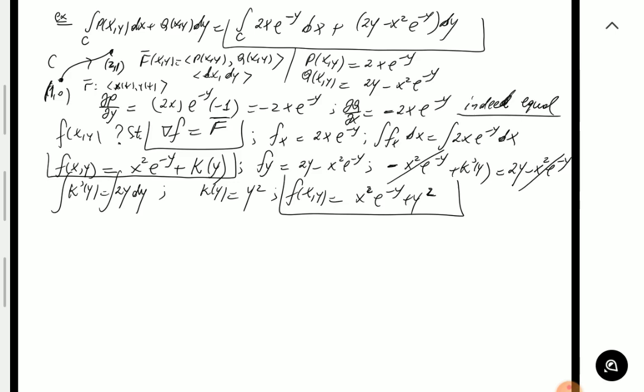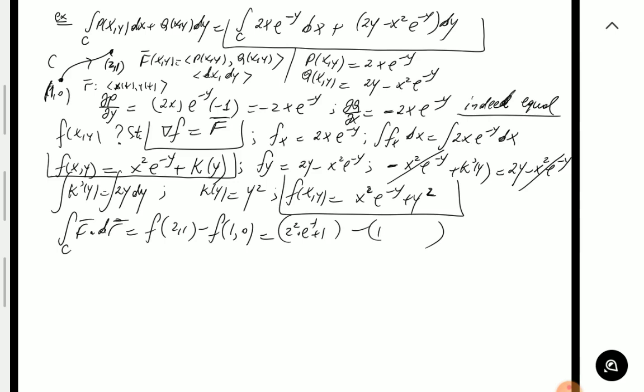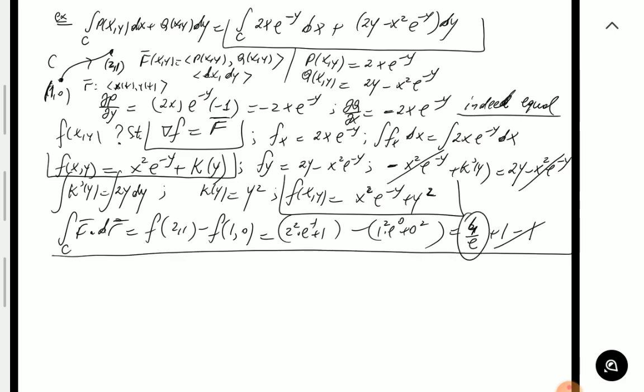So then the integral in the problem is going to be the potential evaluated at the endpoint (2,1) minus the potential evaluated at the initial point (1,0). So just like in calculus 1, just plug in the point. (2,1) for x and y, so it's 2 squared e to the minus 1 plus 1, minus, plug in (1,0) now, 1 squared e to the 0 plus 0 squared. So when everything is said and done, that's 4 over e plus 1 minus 1, so just 4 over e.